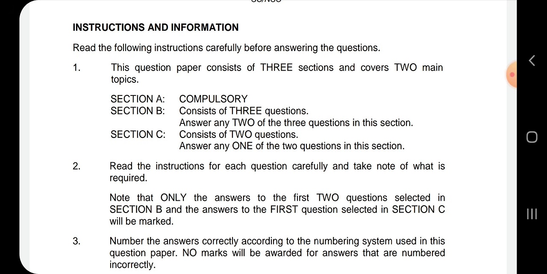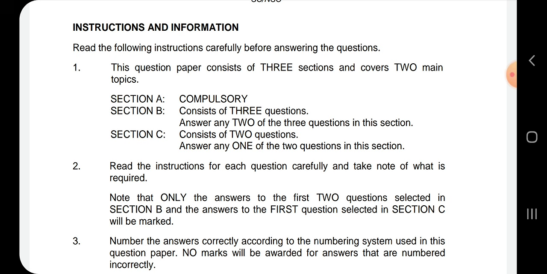Okay, so as you know, the question paper has Section A, B, and C. So in Section A, you answer everything. Is where we have multiple choice questions, true or false, and so forth. And then in Section B, you will be given 3 questions and you will be required to answer 2 of the 3 questions. And in Section C, you will have 2 essay questions and you'll be required to answer 1 of the 2 essay questions.